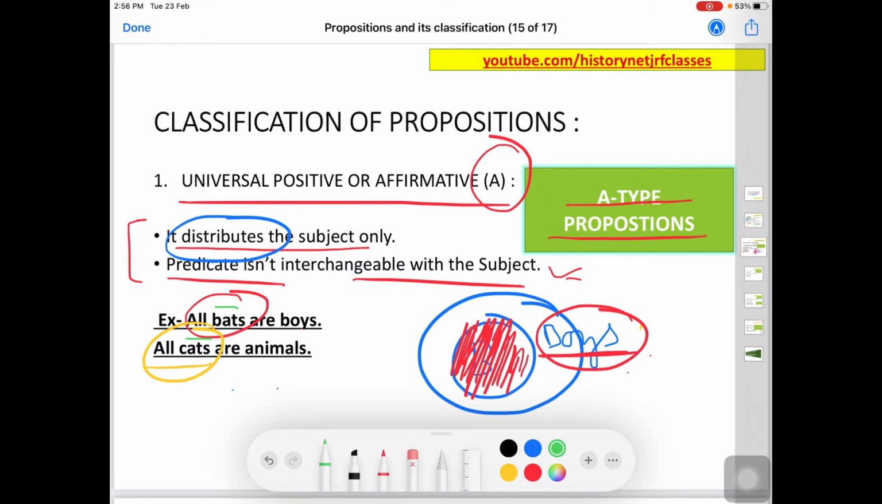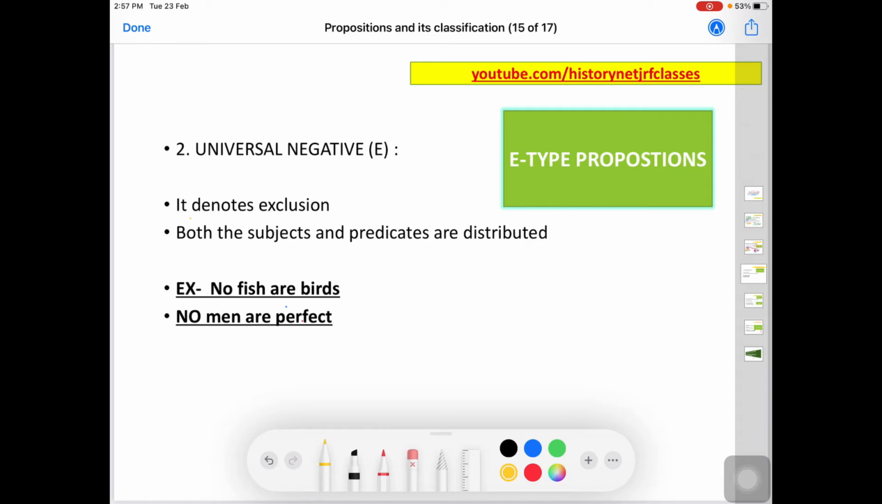Now we will understand how we say that a sentence is universal positive. The first thing is that it says "all," that means it is talking about everything, so it is universally applicable, and the sentence is positive, so it is known as universal positive. As I have told you, a proposition can be a sentence, statement, argument, or premise. So this acts as a universal positive proposition, denoted by A and also known as A type proposition. I hope you understood how we define something as distributed or not distributed.